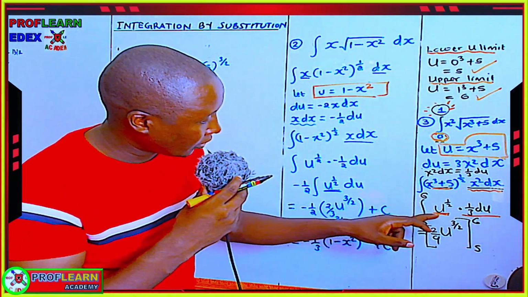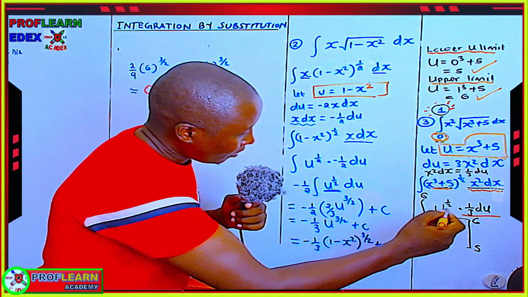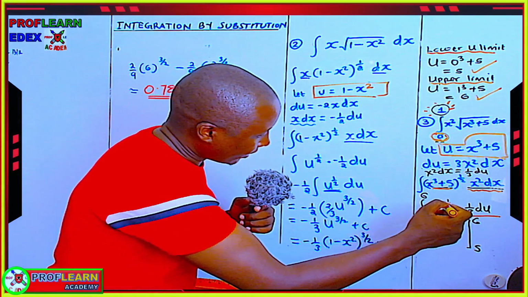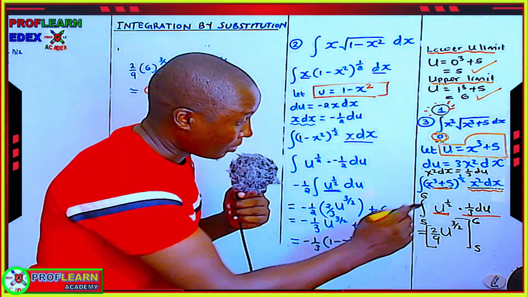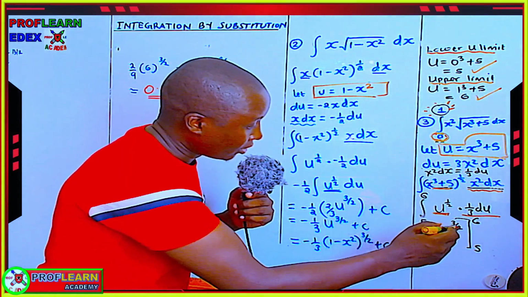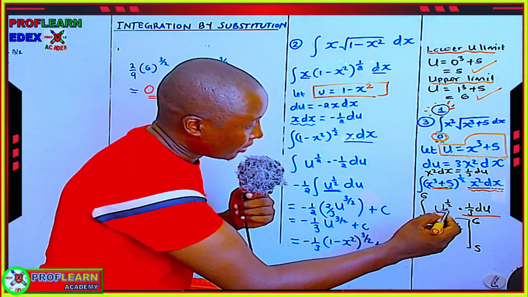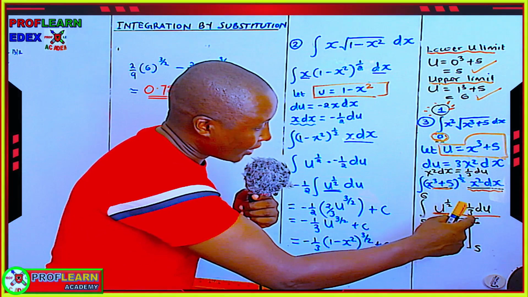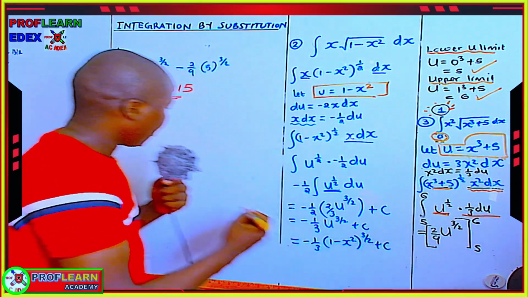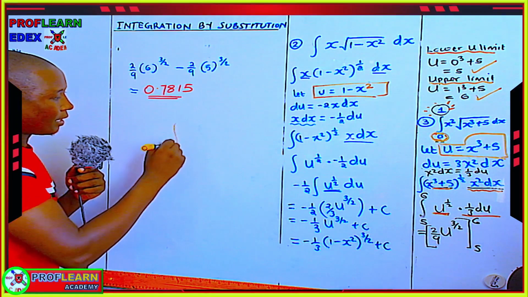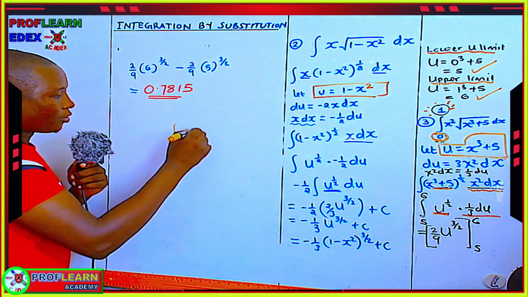So to integrate this, we're going to increase the power by 1, so 1 over 2 plus 1 to be 3 over 2. Then 3 over 2 divided by 1 over 3. Because this is a constant, it can be written in front here. If you are having the integral of u raised to power 1 over 2, we shall have 1 over 3 there with respect to u. So this is 5 and this is 6.